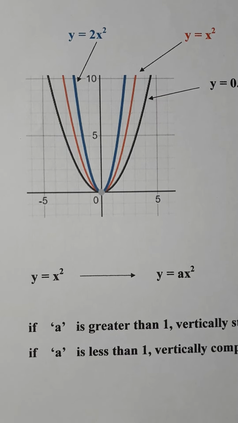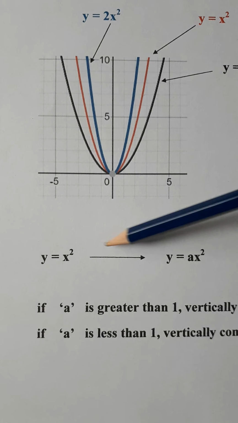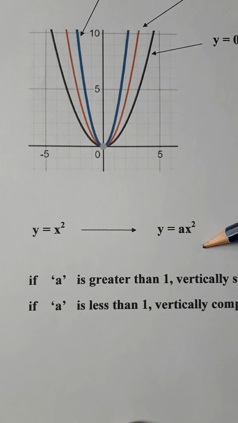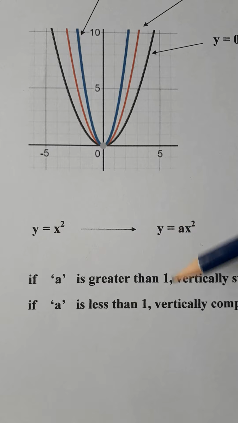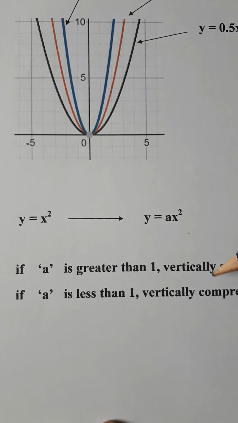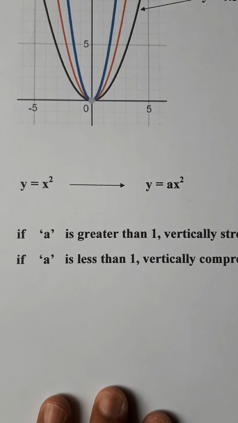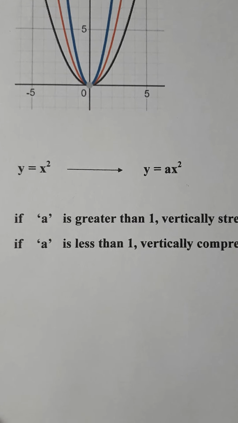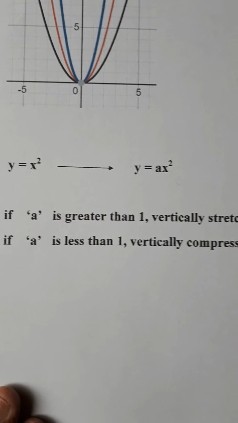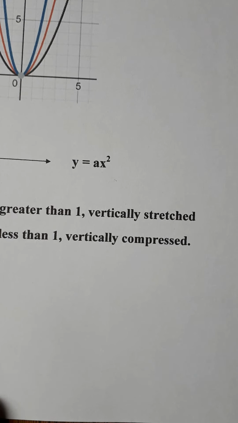In general, we can say when y equals x squared becomes y equals ax squared, if a is greater than 1, we say that it is vertically stretched. If a is less than 1, we say that our original graph is vertically compressed.